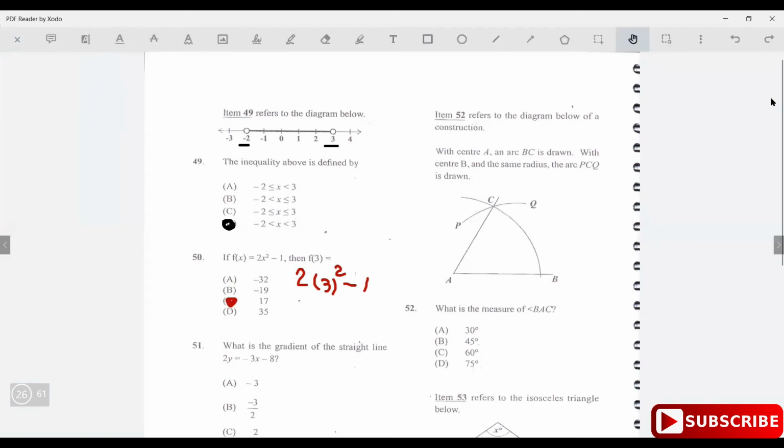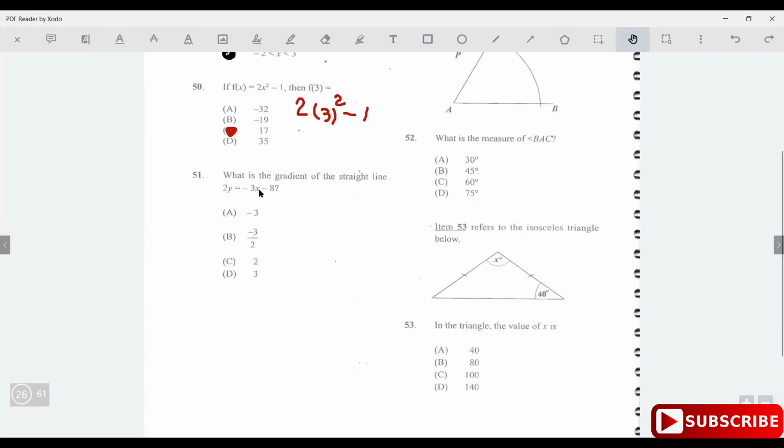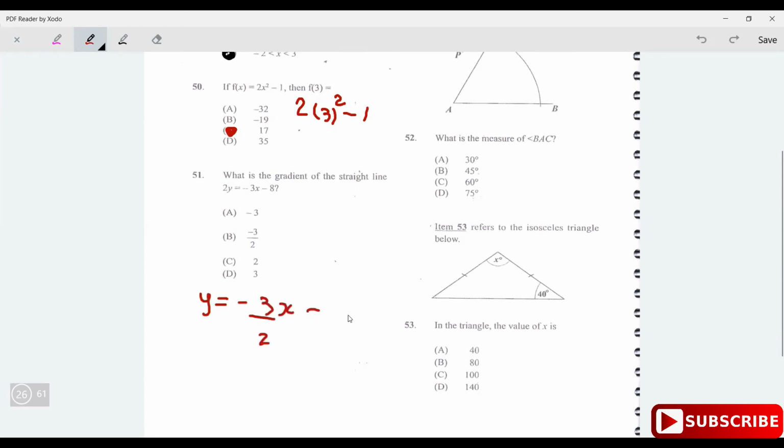Question 51. What is the gradient of the straight line 2y = -3x - 8? To find the gradient of this straight line, you divide through y by 2. So you're going to get y is equal to -3 over 2x minus 4. And so this is the gradient. Remember, y = mx + c. This is the gradient m. That's -3 over 2. Easy.